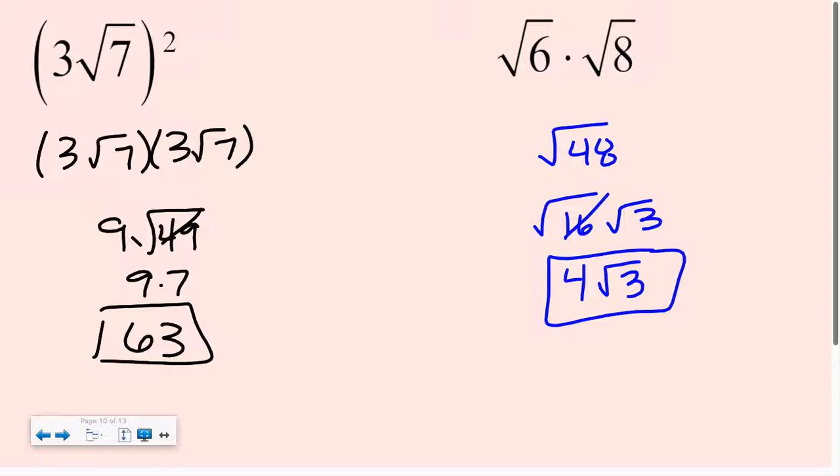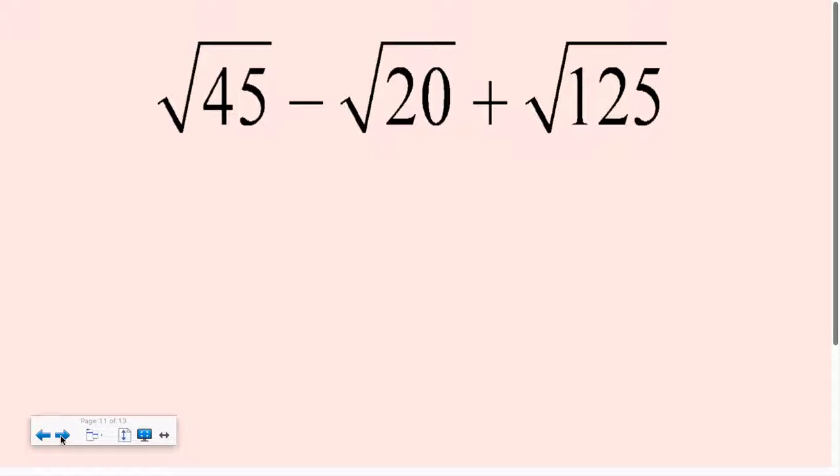This next one, we're adding and subtracting radicals. You have to have the same radicand in order to do that. When you multiply radicals, like the one we just did, number 14, you can multiply the numbers as long as they're both under the square root symbol. But in order to add or subtract them, you have to have the same number underneath the square root symbol. And right now they're all different. One's a 45, one's a 20, and one's 125. So I need to try and simplify these so that I can get the same radicand.